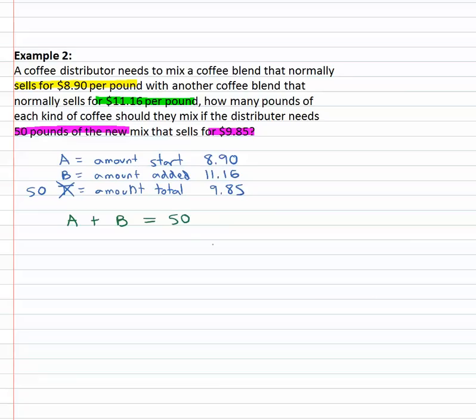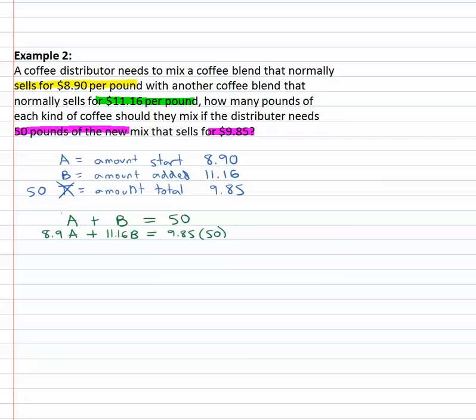Then we have our mixture. Here we do care about the price. The price on A is $8.90 times A, tells you how much A we end up with, plus the price on B is $11.16 times B, and then the price on the final amount is $9.85 times the 50. This relationship's important. Price times the amount, price times the amount. That's very important for mixture problems. You need both parts for every piece of this equation.